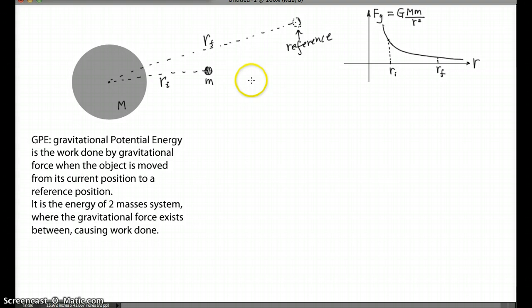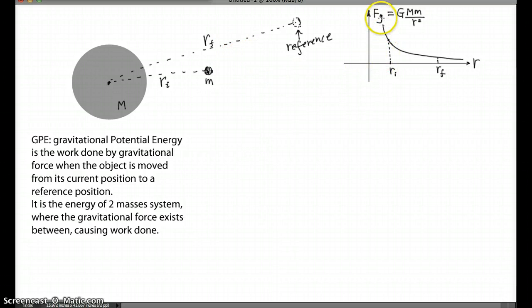Let's focus on how to calculate the work done by the gravitational force when the m moves from its current position to the reference. I label the distance between the two masses. When we say distance, we always mean the distance between the two centers of the objects, just like the r in the gravitational force formula. So r is always between two centers. I label this as r initial, and this one as r final. Now let's figure out the work done.